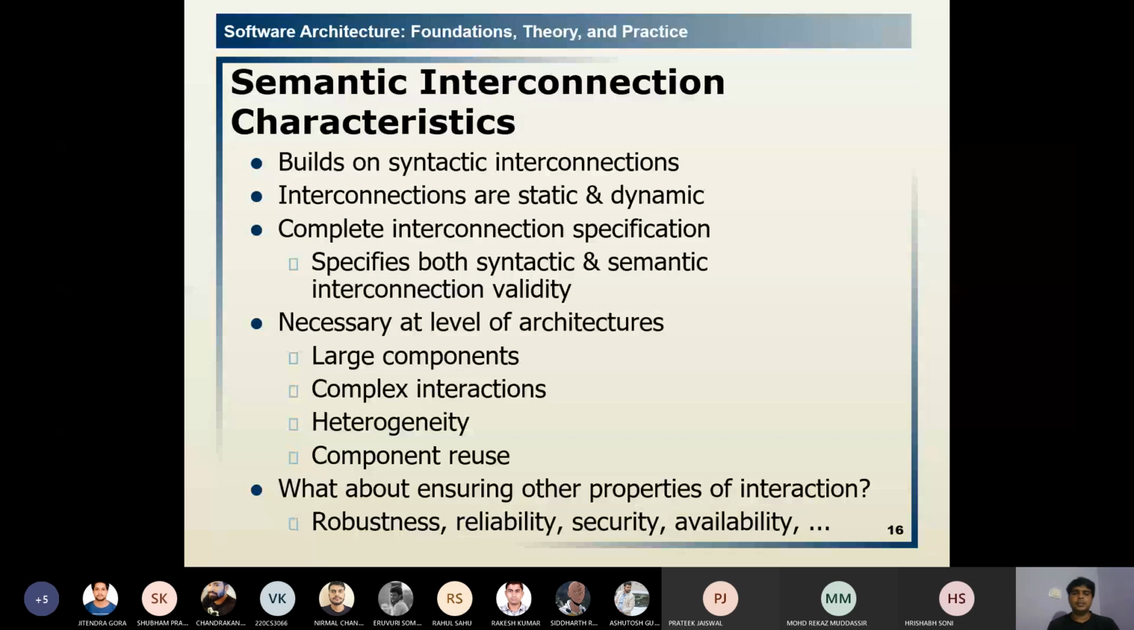We need the necessary changes at the level of architectures, like the large components, their complex interactions, heterogeneity, and component reuse. And what about ensuring other properties of the interaction? Just like robustness, reliability, security, and availability. These are some non-functional properties that should be available to your components, apart from the other architecture characteristics like large components, complex interactions, heterogeneity, and component reuse.